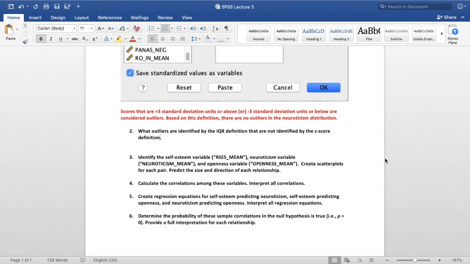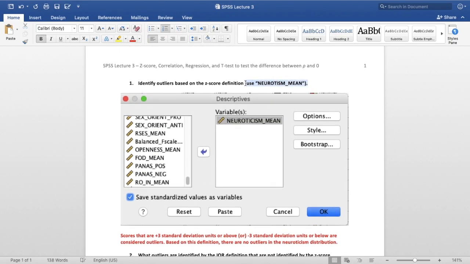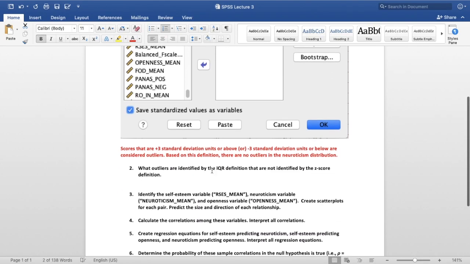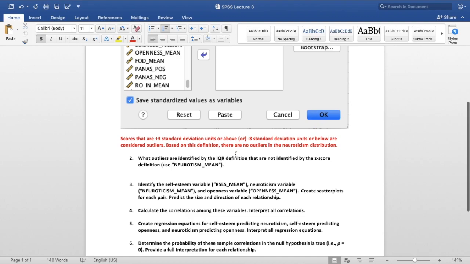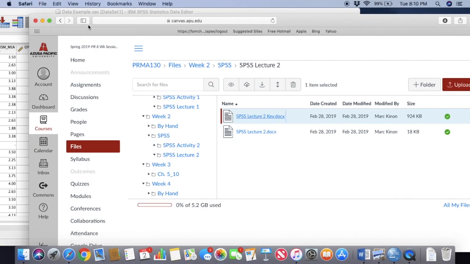Question 2. What outliers are identified by the IQR definition that are not identified by the z-score definition? So once again, we're going to use the neuroticism mean. Let me add that down there. Okay, a couple weeks ago when we did SPSS Lecture 2, we actually calculated the interquartile range for the neuroticism mean. So let's go ahead and head back to Canvas and pull up that answer key.